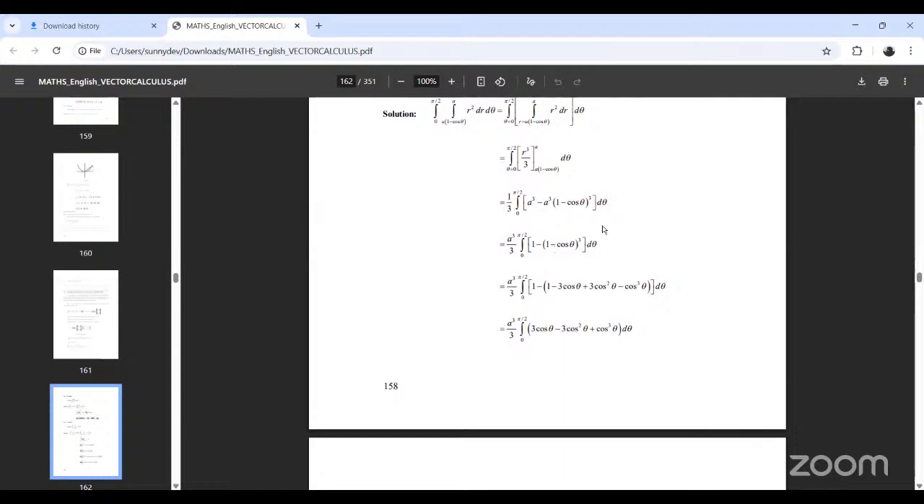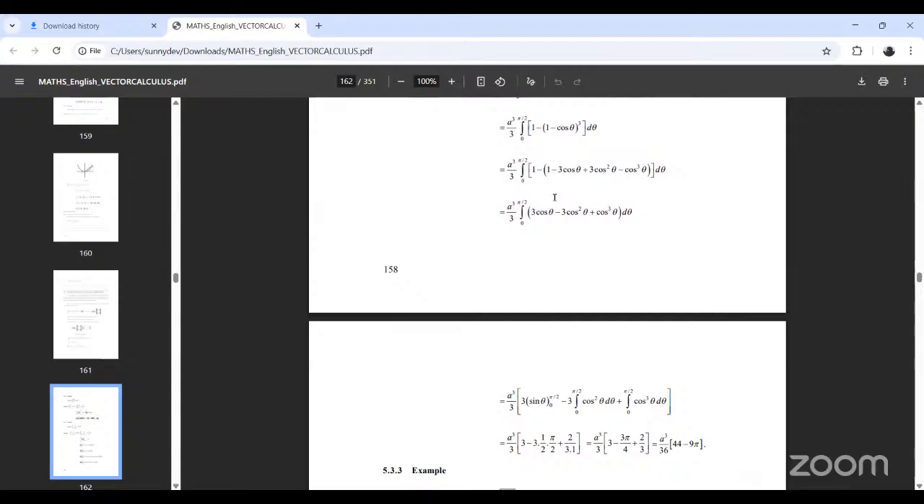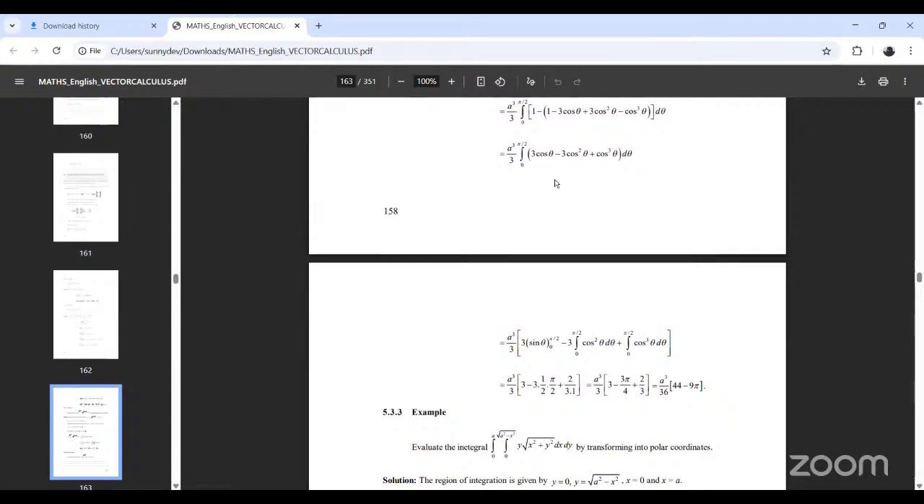A minus b whole cube formula. What is that? A minus b whole cube is a cube minus b cube plus 3a square b minus 3a square b. Now if you substitute here, 1 gets cancelled, and we are getting 3 cos theta minus 3 cos square theta plus cos cube theta. So 3 cos theta integration is sin theta, and cos square theta integration.